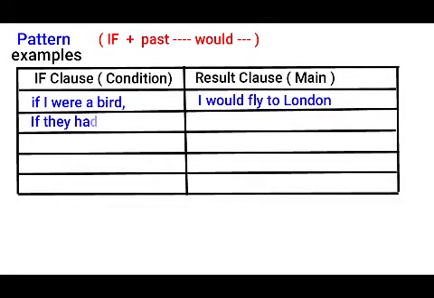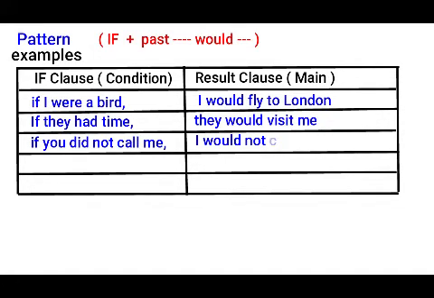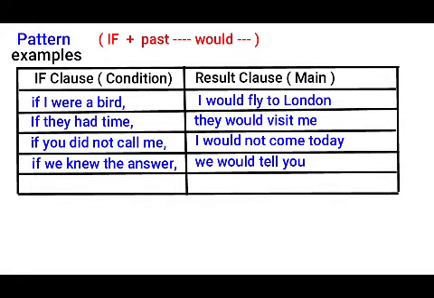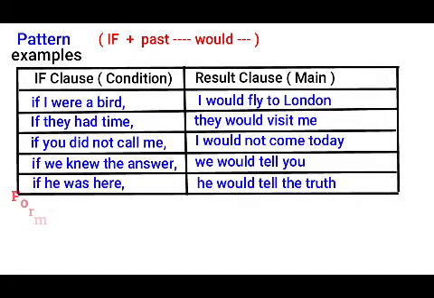2. If they had time, they would visit me. But they don't have time and they cannot visit me. 3. If you did not call me, I would not come today. This means you called me and I have come. If we knew the answer, we would tell you. But we don't know the answer and we cannot tell you. If he was here, he would tell the truth. Unfortunately, he is not here and he cannot tell us the truth.